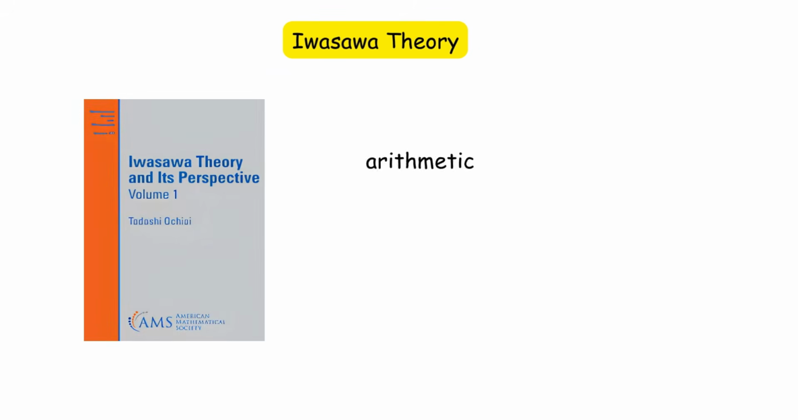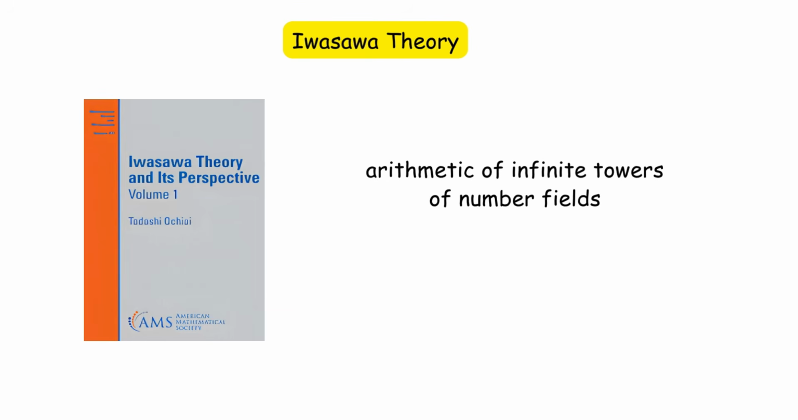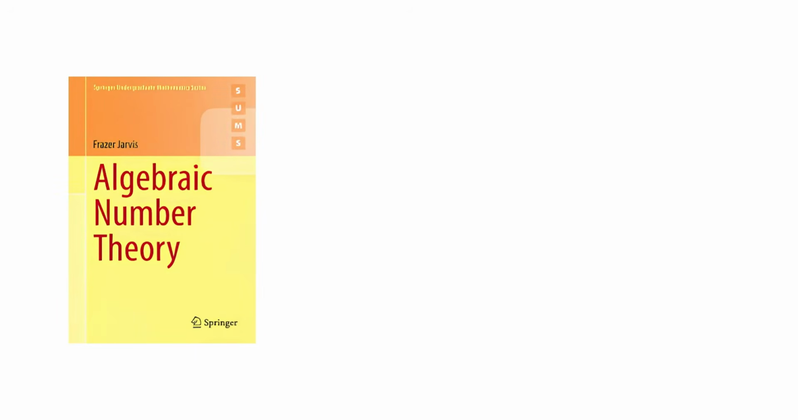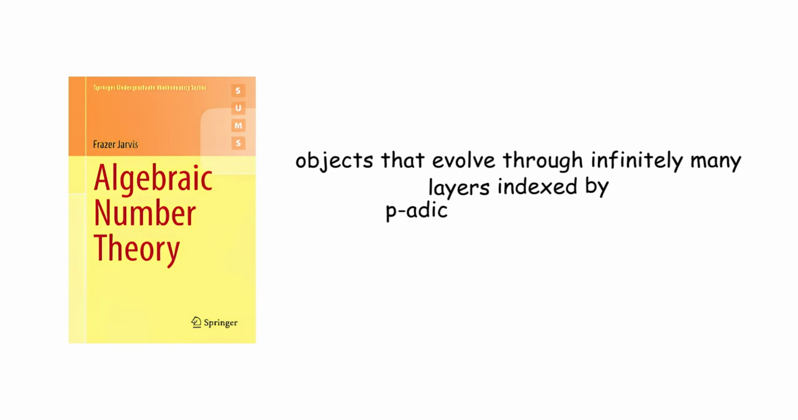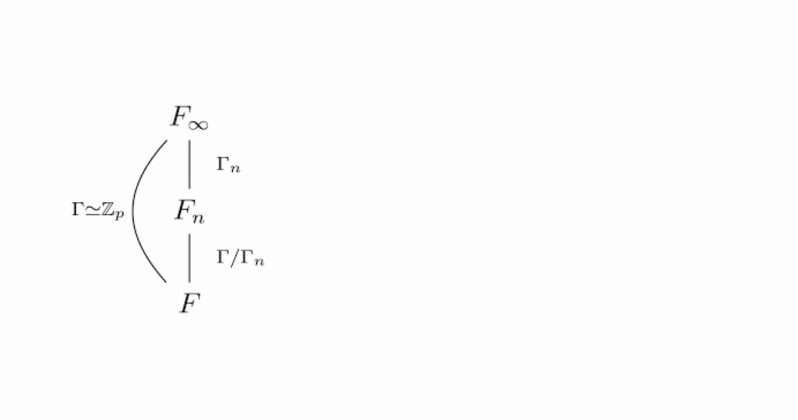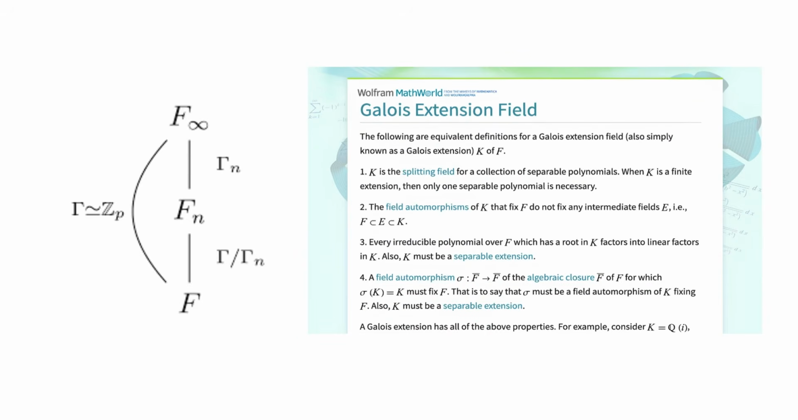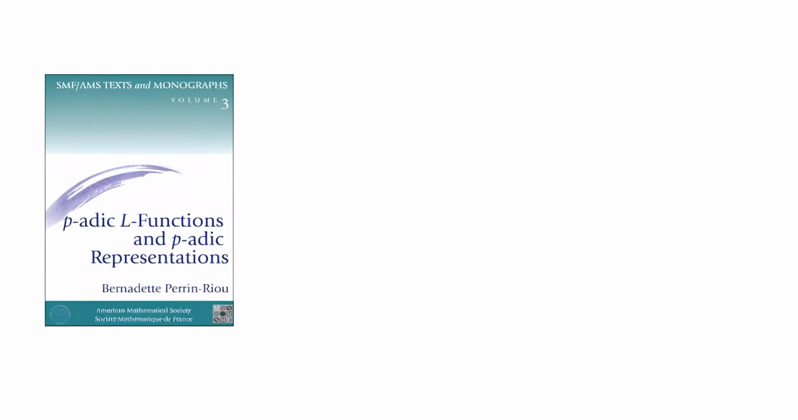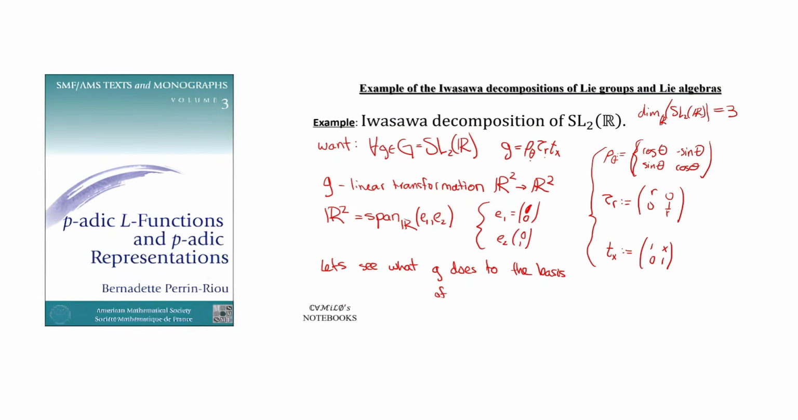Iwasawa theory studies the arithmetic of infinite towers of number fields and the behavior of arithmetic invariants as one ascends these extensions. Unlike classical algebraic number theory, it deals with objects that evolve through infinitely many layers indexed by p-adic analytic structures. Its foundations lie in the study of Z_p extensions, infinite Galois extensions whose Galois groups are isomorphic to the additive group of p-adic integers. The analytic part constructs p-adic L functions that interpolate special values of complex L functions, while the algebraic part studies modules over the Iwasawa algebra and their structure.